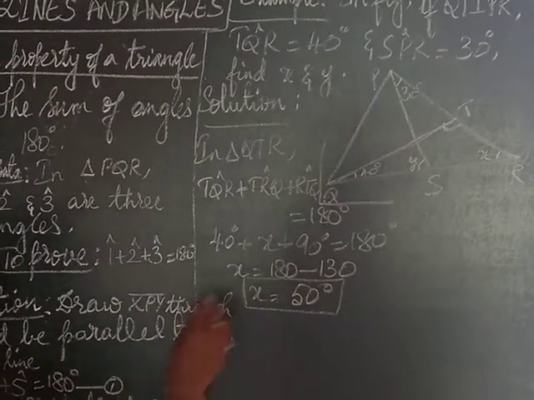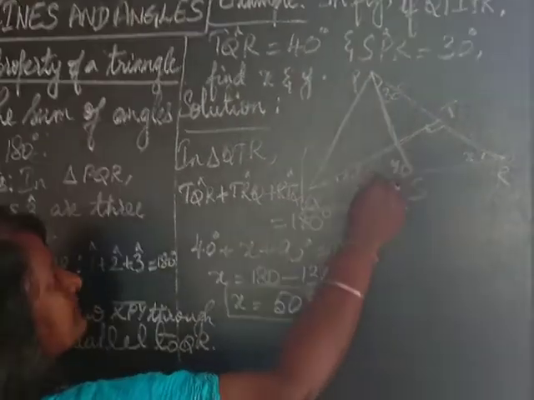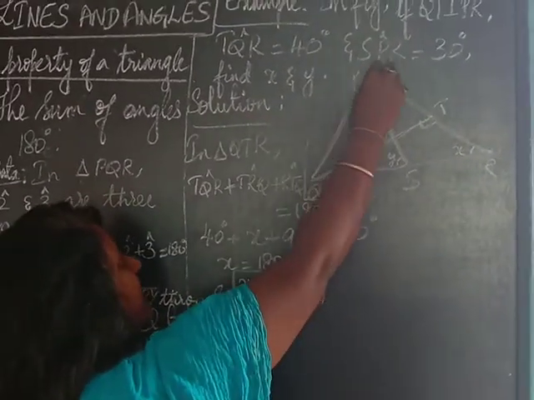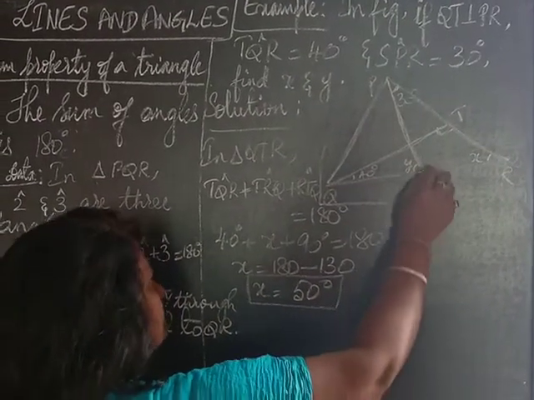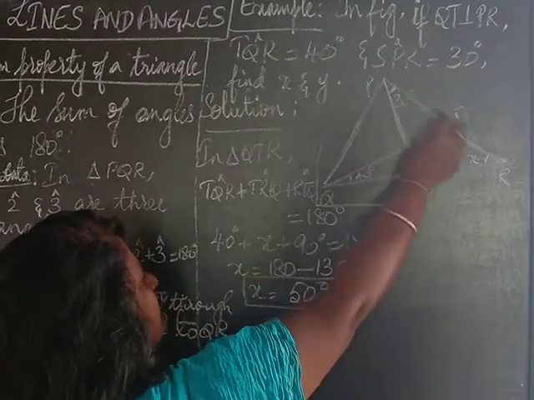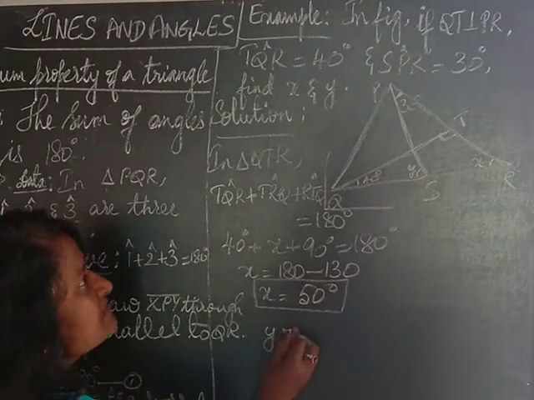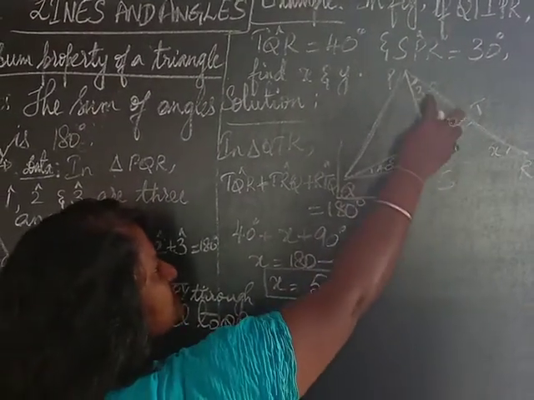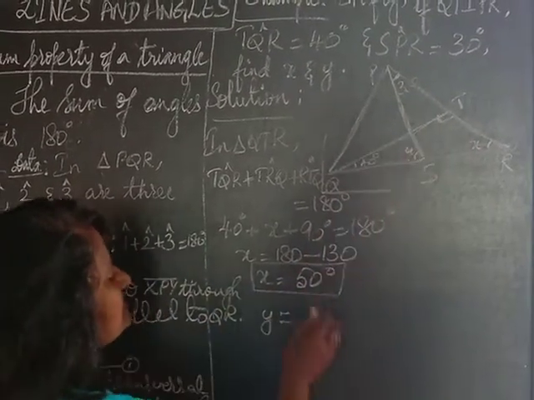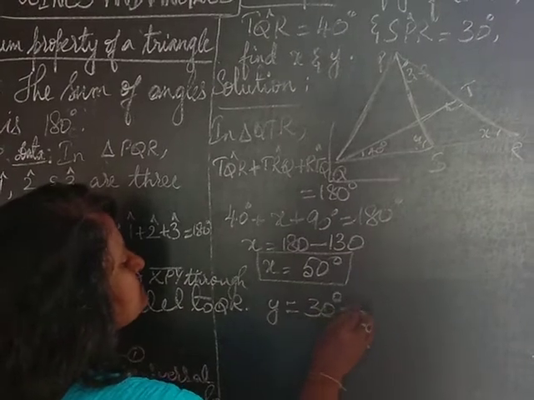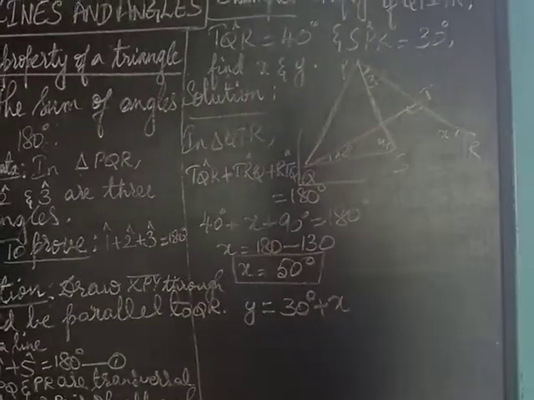Now we have to find out angle Y. Just observe here, children. This is a triangle, triangle PQS. This angle and this angle, they are exterior angles, correct? So therefore angle Y is equal to the sum of these angles. That is 30 degree plus X. Y is equal to 30 degree plus X.